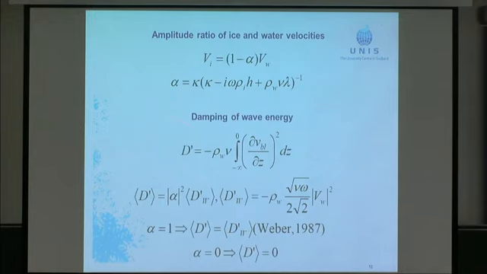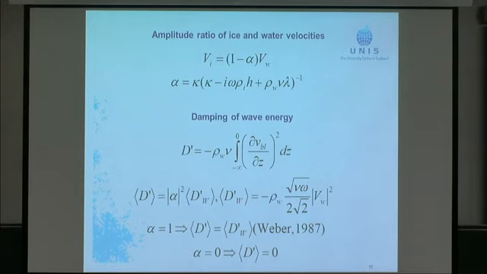If I average it over the wave period, I will have another formula. So then if we assume that coefficient alpha is equal to 0, which means that ice moves just the same as water, no difference, then dissipation is 0. If I have a small floating body, and this body is in equilibrium with water, we can just replace this body with water, and then dissipation is 0.